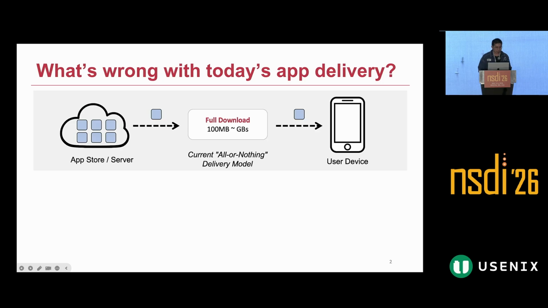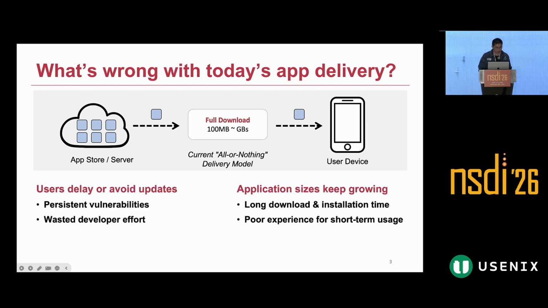Let's first look at how applications are delivered today. As shown here, users must download an entire application package before they can start using it. This is essentially an all-or-nothing model. Even if the user only needs a small part of the application, they still have to download everything, often hundreds of megabytes or even gigabytes.